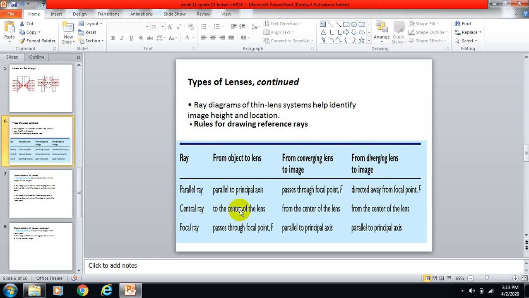Now the central ray, to the center of the lens. A ray is coming to the center of the lens. What will happen in the converging ones? It goes from the center of the lens, and here from the center of the lens as well, because it is a central ray. The focal ray passes through focal point F for the converging lens, and is parallel to the principal axis for the diverging lens, respectively. Remember, just the parallel ray can be changed through, and this is directed away. So this was the main difference between the two lenses.